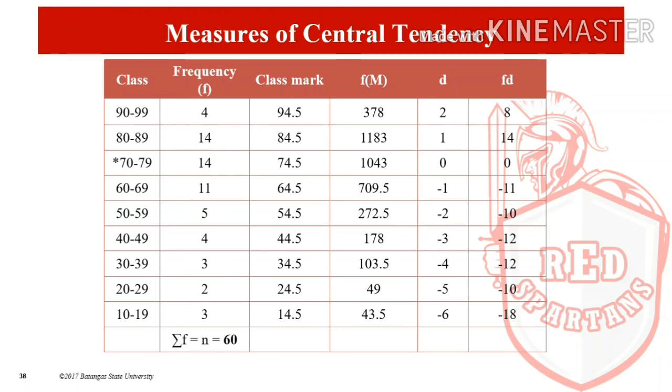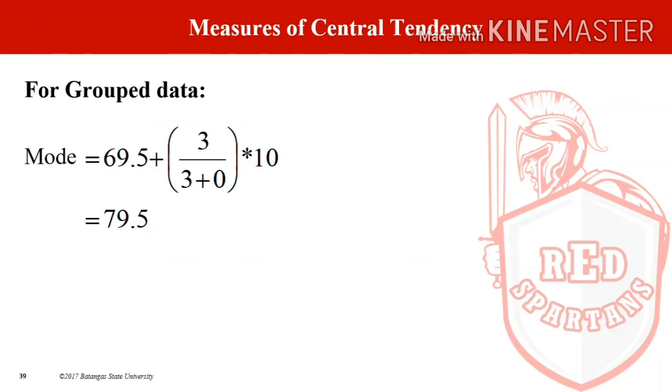So, pwede na natin makuha yung mode ng grouped data. 69.5 yung ating exact lower boundary or exact limit plus yung delta 1 natin na 14 minus 11 which is 3. Then, ang delta 2 natin is 14 minus 14 equal to 0. Then, ang class interval natin ay 10. Ibig sabihin, ang mode natin is 79.5.